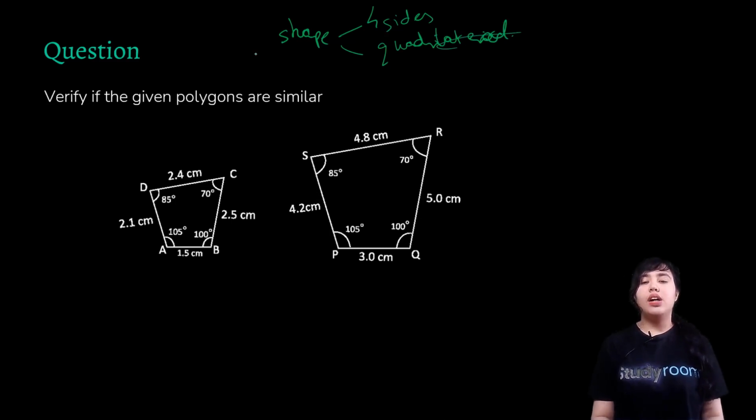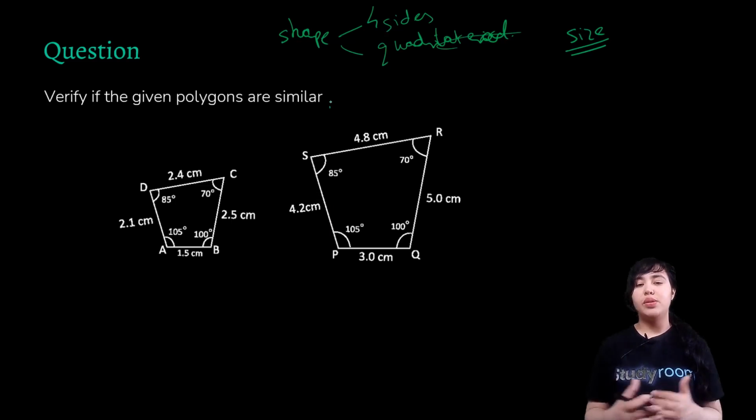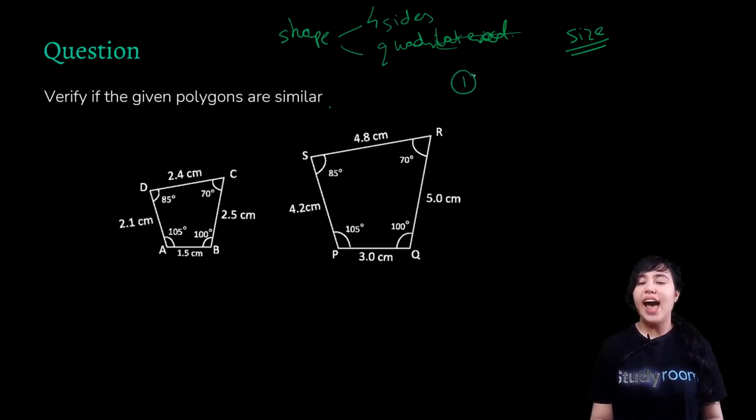Then talking about their size. We can't do that visually. I know my students are very smart, but we don't have to do it visually because that makes the whole process quite erroneous. You need to be very sure of your measurements, so just go step by step. First of all, you look for the angles.